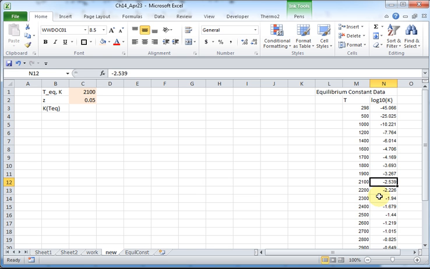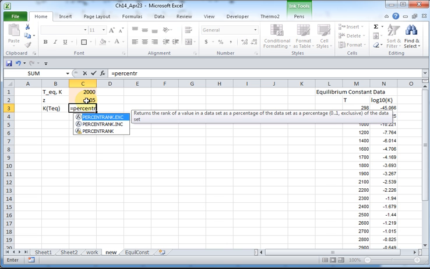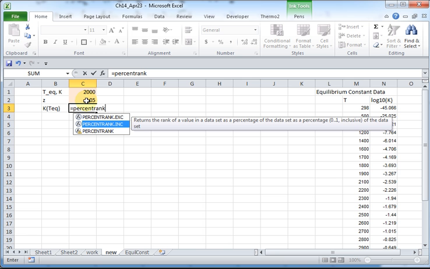Now, there's probably a couple ways to do it, but when the temperature is 2000 here, what value do I want right there? I want it to interpolate. After some research, I'm going to show you two functions, PERCENTRANK and PERCENTILE. And you can look up more about these in Excel.